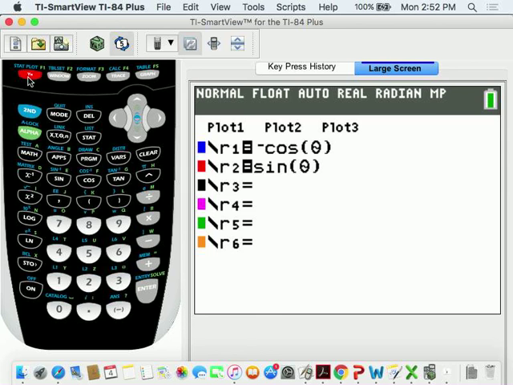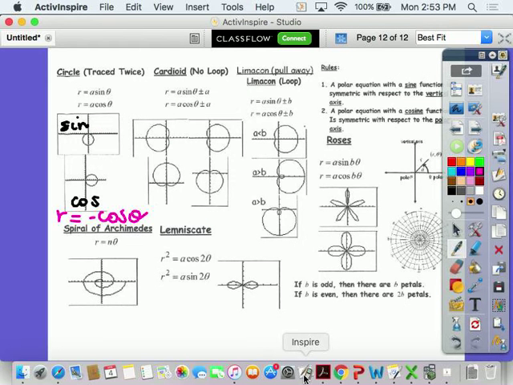All right? Now let's look at the next type, which is your cardioids, okay? Now cardioids, if you look at the general setup, is r equals a sine theta plus or minus a, or a cosine theta plus or minus a. If these are both the same variable, what do you think that means numerically?